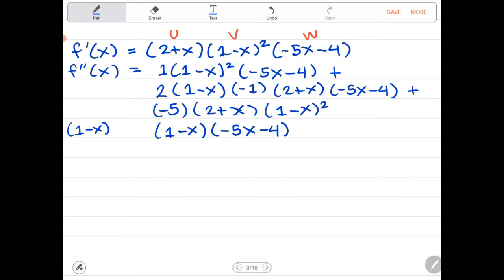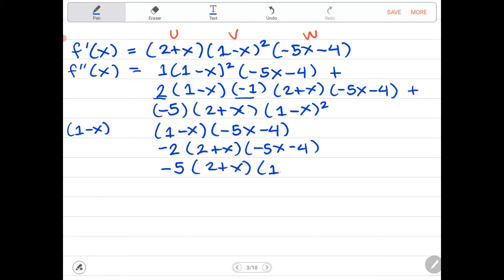How about for the second line? So, 2 times negative 1, that is negative 2. Okay, so factor out 1 minus x. The remaining will be 2 plus x times negative 5x minus 4. For the third line, we have negative 5, then 2 plus x, then 1 minus x. Okay? So, let us simplify them individually.